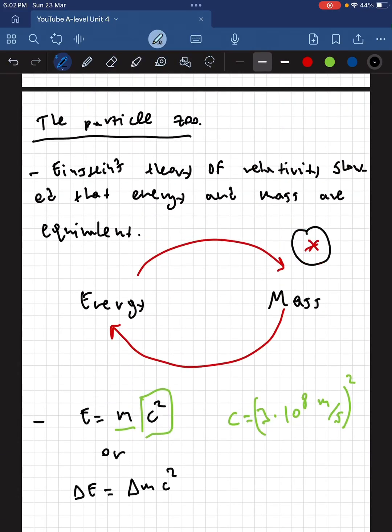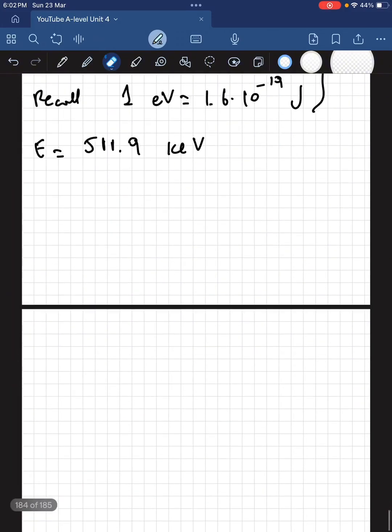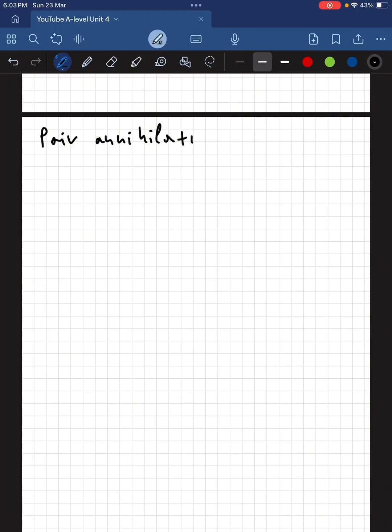Now, the next thing I'm going to talk about is 2 examples where we see this conversion of energy into mass and mass into energy take place. The best examples are pair annihilation and pair production. So let's start by talking about pair annihilation. Pair annihilation is the phenomenon in which 2 particles with opposite charges, so that's the particle and its corresponding antiparticle, which is something we are going to talk about next, interact and 2 photons are produced.